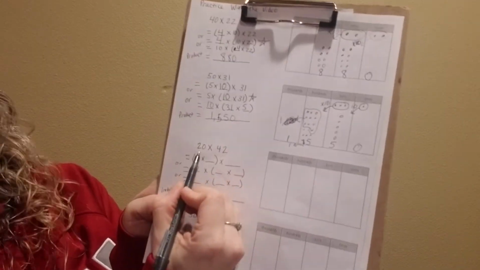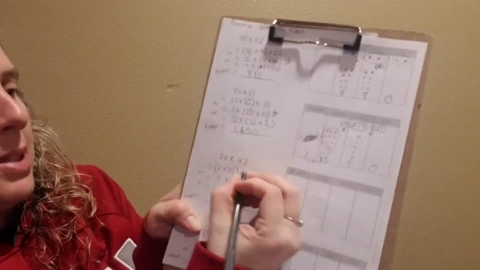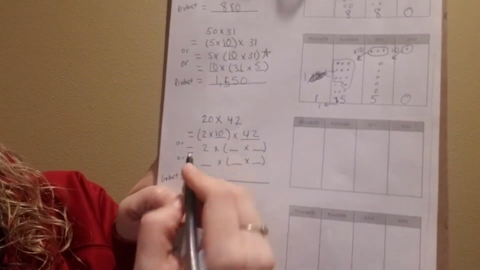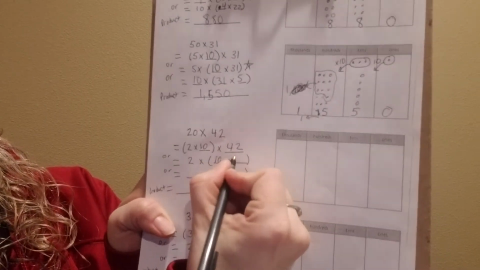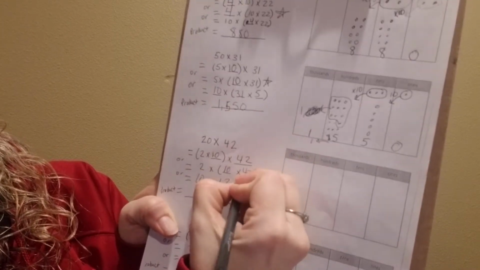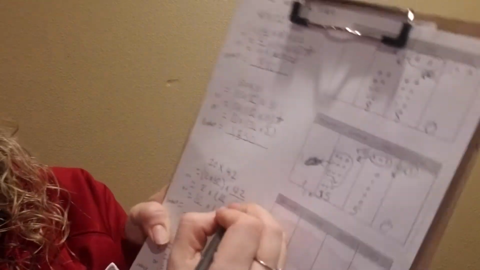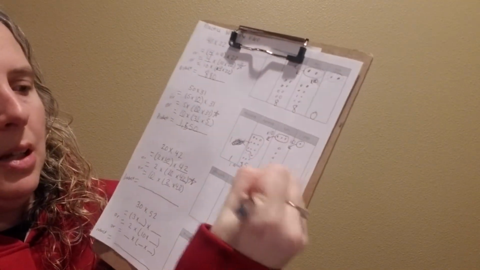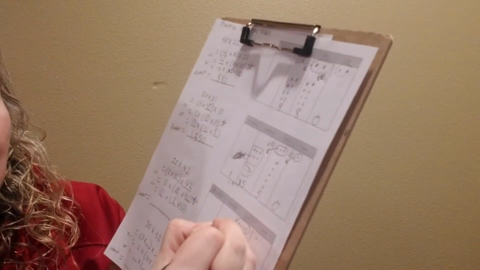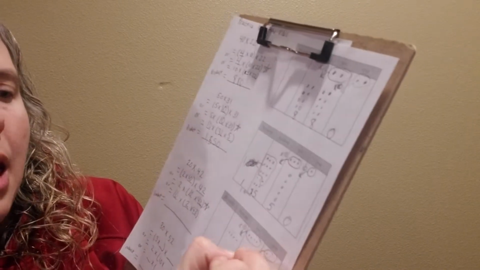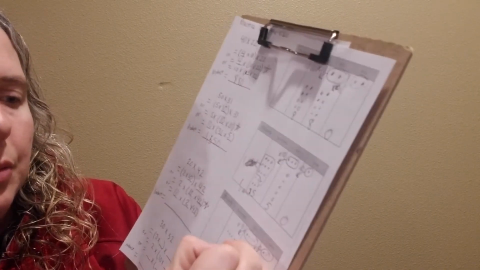Okay, we broke 20 up into 2 times 10 times 42. On the next line, I'm just moving them around. 2 times 10 times 42, or I can do 10 times 2 times 42. I always go with that middle one when we're doing place value. So it's 4 tens, 2 ones, multiply that by 10, that moves over. So now I have 4 hundreds and 2 tens.